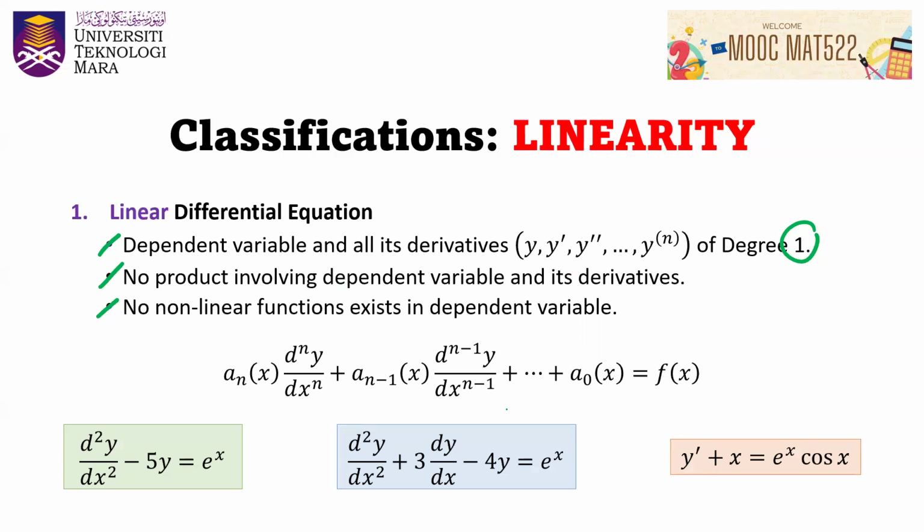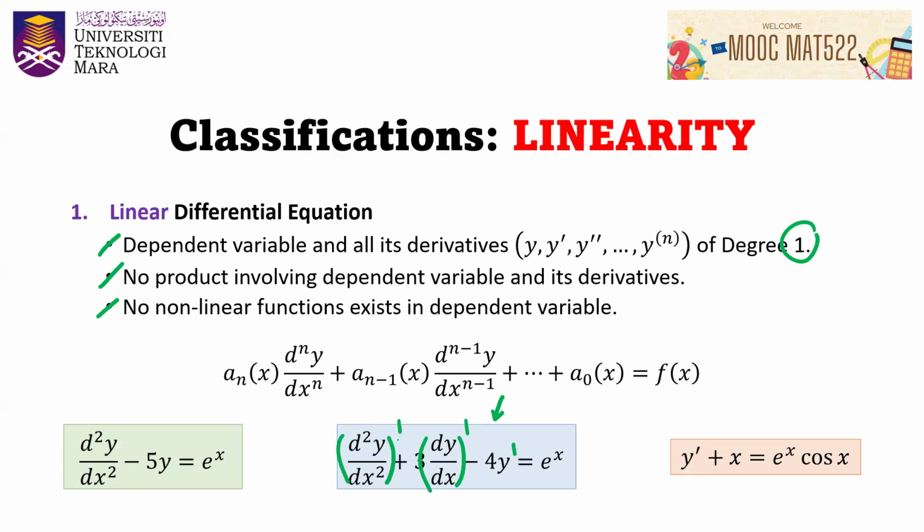For example, if we look at the middle equation, d squared y over dx squared has degree 1. dy over dx is also of degree 1. y, the dependent variable, also has exponent 1. There is no product involving y and y prime. There is no nonlinear function. Therefore, this differential equation is linear. The other two examples can be verified in a similar way.